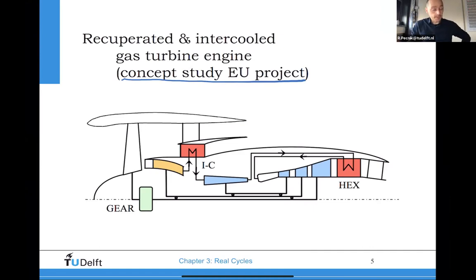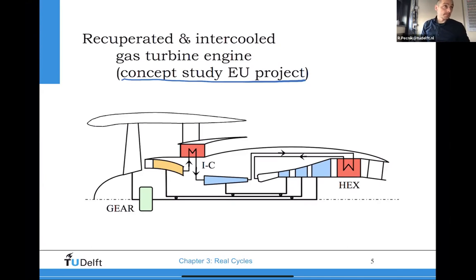For very high pressure ratios, it means you cannot use a recuperator. But what they do in these aircraft engines is that they actually go to pressure ratios which are beyond the pressure ratio where you have maximum specific power. So actually the specific power is going down again. But of course, we saw before that the thermal efficiency goes up the higher the pressure ratio. So they actually use higher pressure ratios to get higher efficiency, but lower specific power.